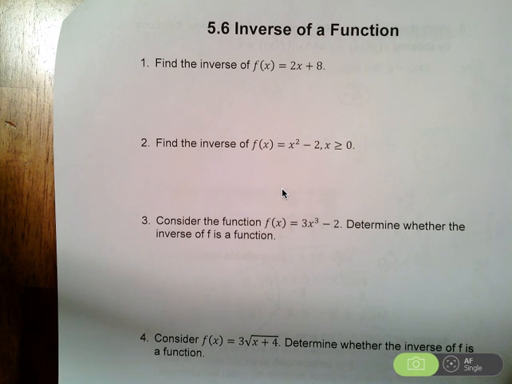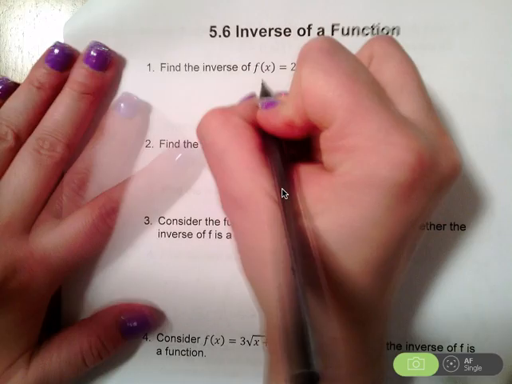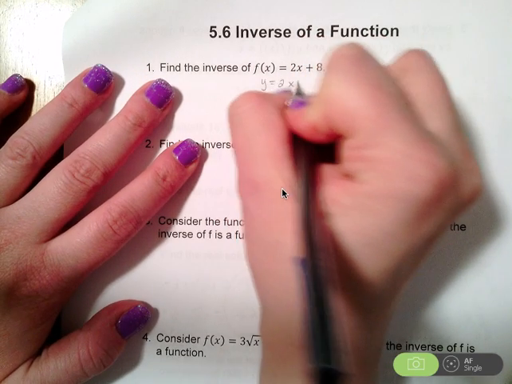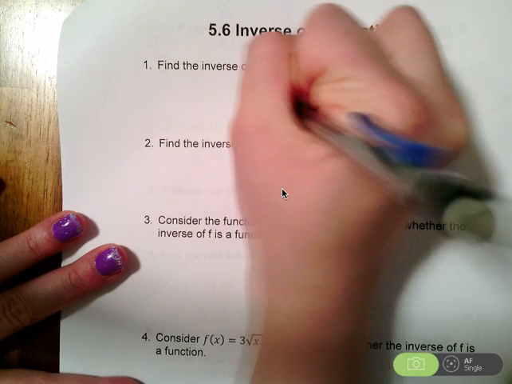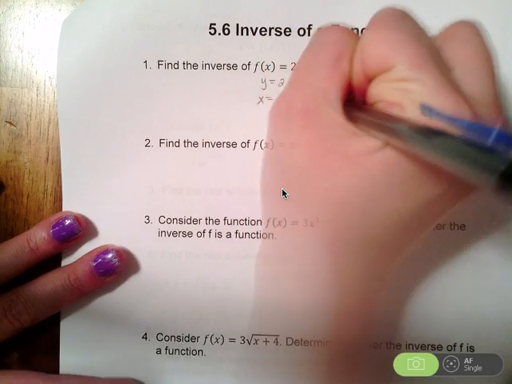Here we go. Inverses of functions. So cool. Find the inverse of. Okay, step one: instead of f of x, let's write it as y, because that makes more sense. Step two, switch the x and the y. x equals 2y plus 8. Step three, solve for y.